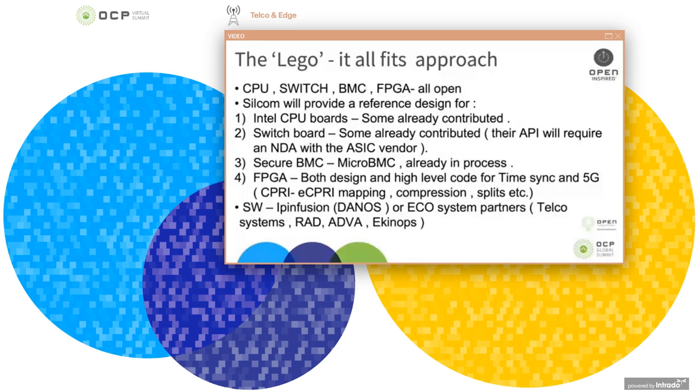Silicom is working very closely with Intel to implement those, and will contribute every single design that we have done on the new designs. On the switchboard, we have contributed a few, namely Marvell and Broadcom, and we plan to do more. More are coming, Intel-based and others. And again, the API in this case will be contributed via an NDA with the ASIC vendor. So you need an NDA with the appropriate ASIC vendor, but the framework and the actual hardware design will be contributed by Silicom.